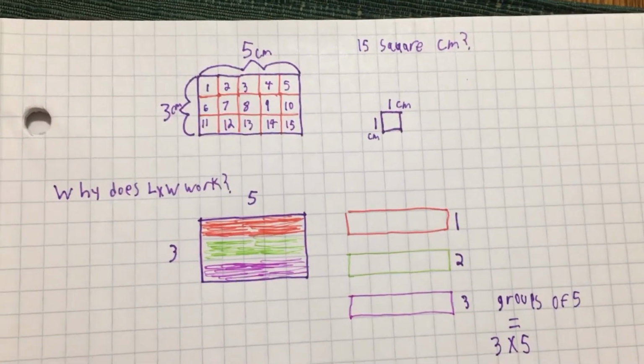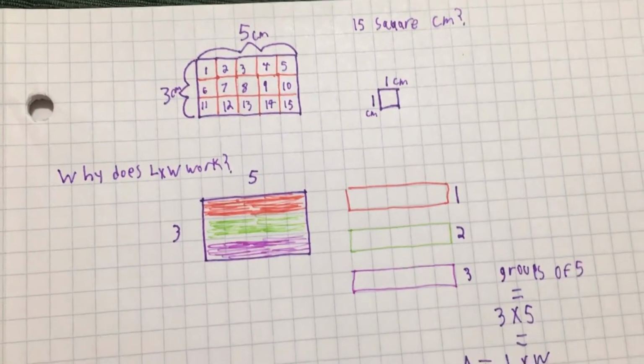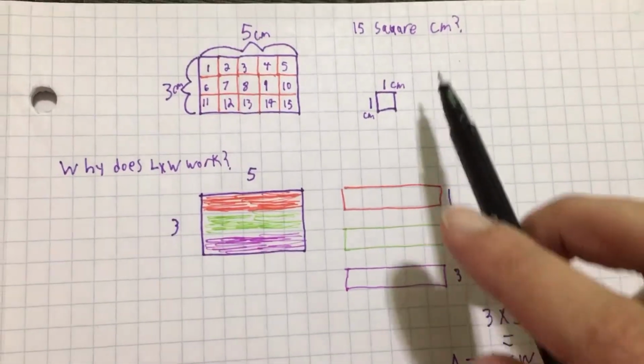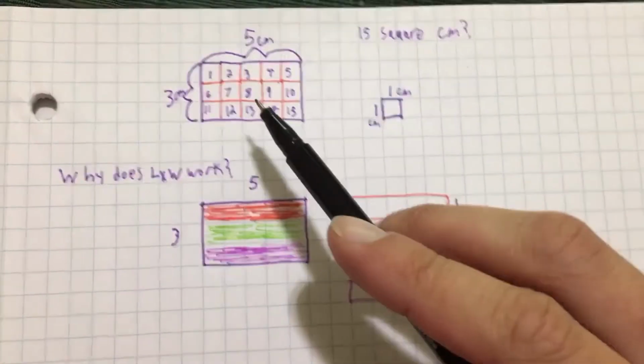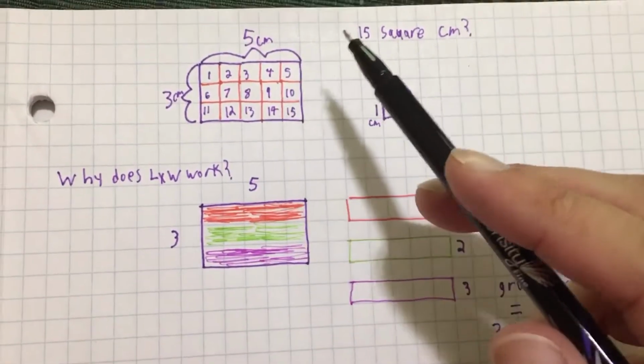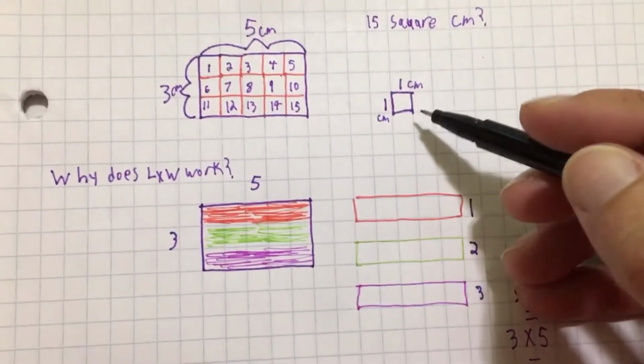Alright guys, so today we're going to be answering a few math questions. We're going to start out with trying to figure out what exactly is a square centimeter and what does it mean when I say this area of a rectangle is 15 square centimeters. So for starters, what is a square centimeter?